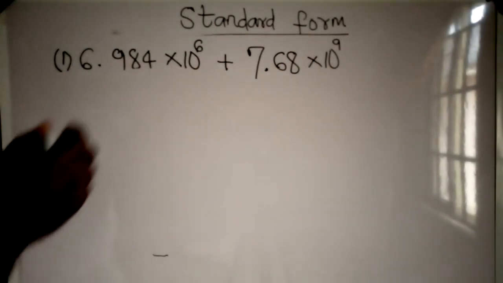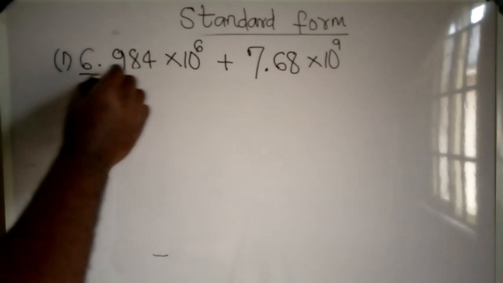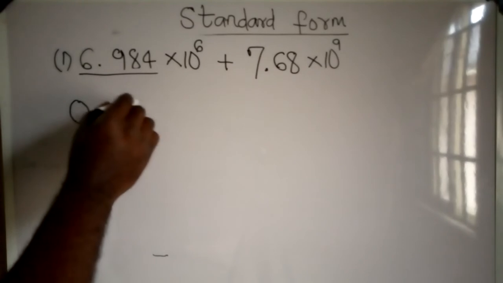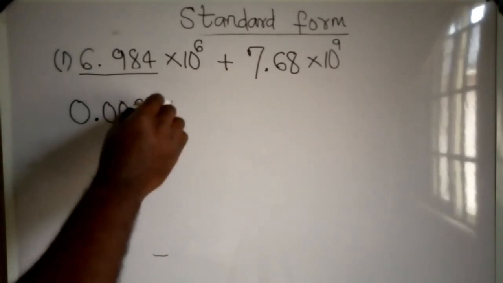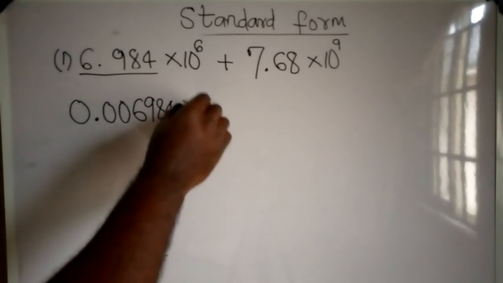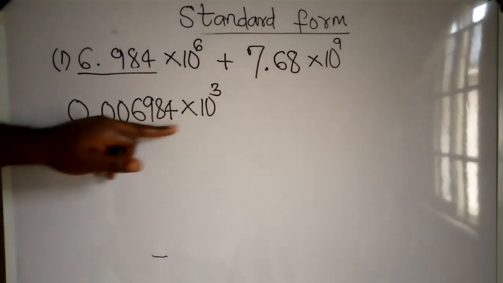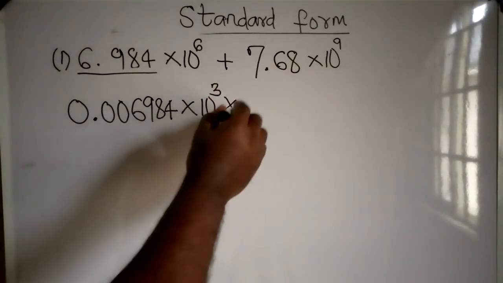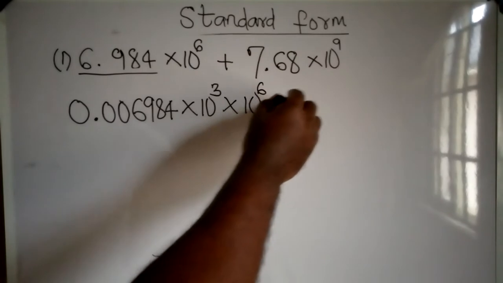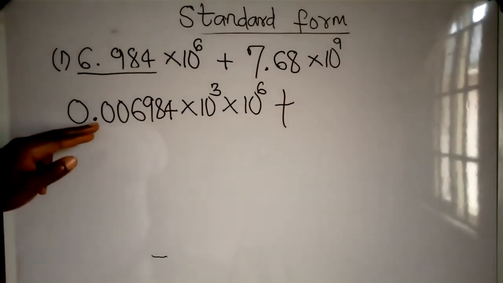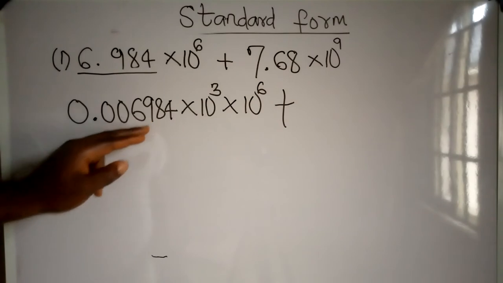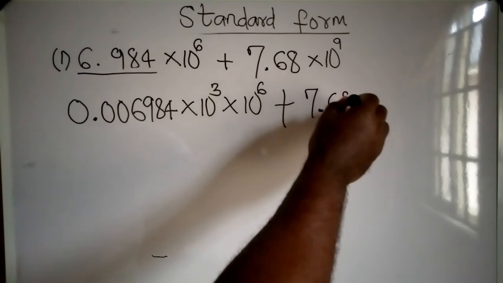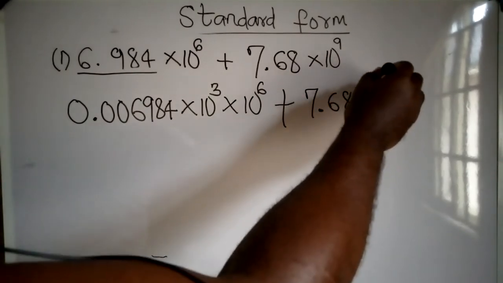Now, in so doing, I can change this number to 0.006984 times 10 to the power of 3. This number is still the same as this, times 10 to the power of 6 plus, let's check it, that's 1, 2, and 3, is still the same, plus 7.68 times 10 to the power of 9.